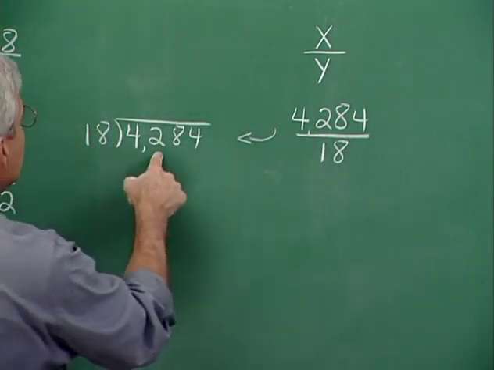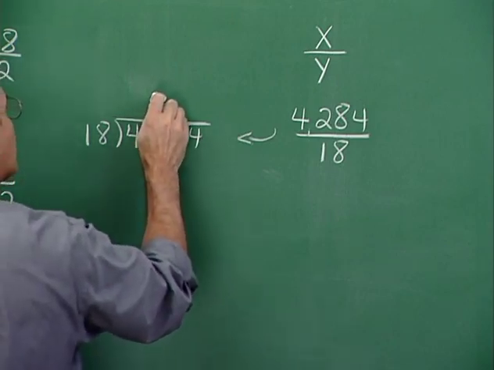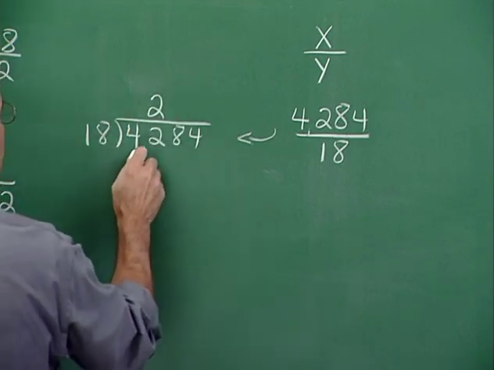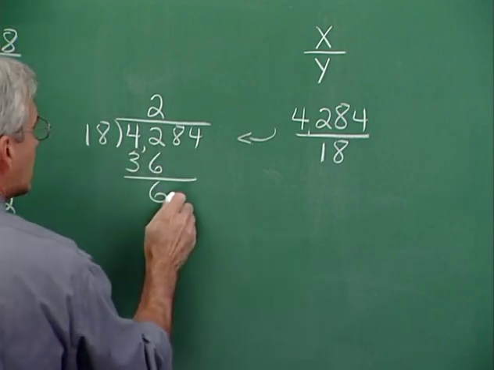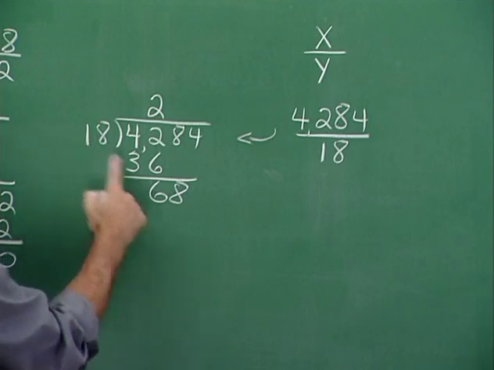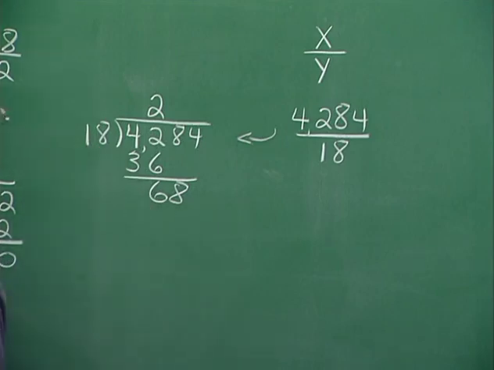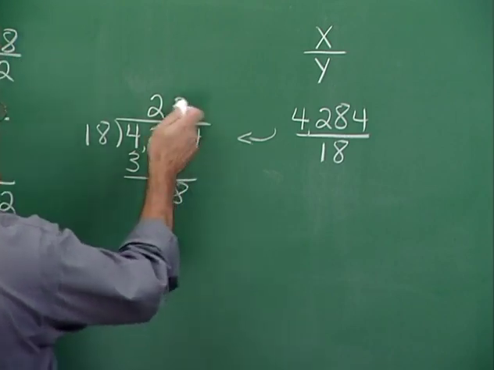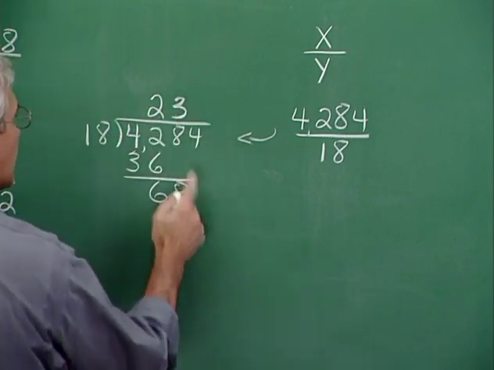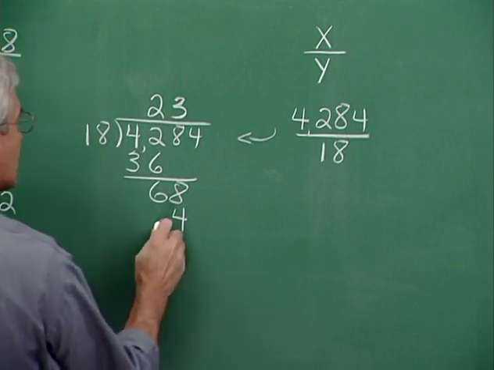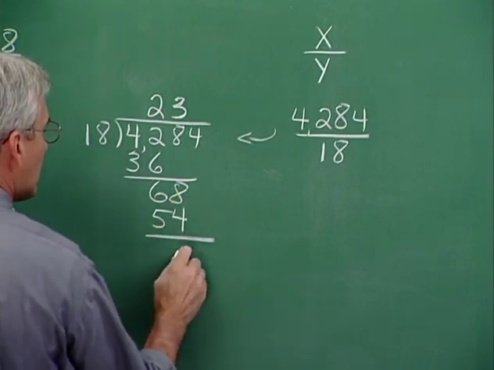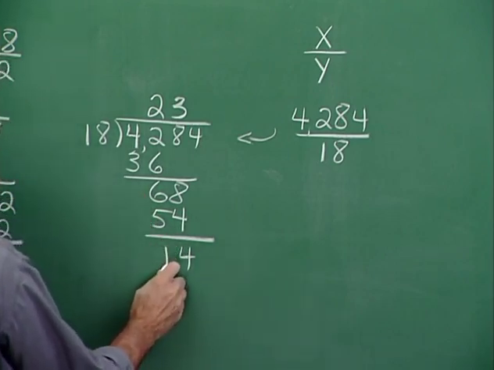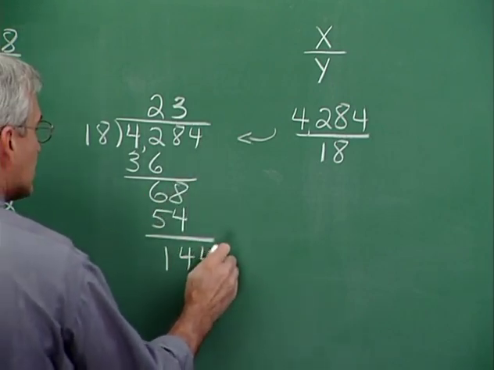Let's see, 18 into 48, perhaps 2 times. 2 times 18 is 36. Subtracting, I get 6. Bring down the next digit, 8. 18 into 68, maybe 3 times. 3 times 8 is 24. I'm carrying 2. 3 times 1 is 3 and 2, 5. 54, I subtract here. 8 minus 4 is 4. 6 minus 5 is 1. Bring down the next digit, 4.